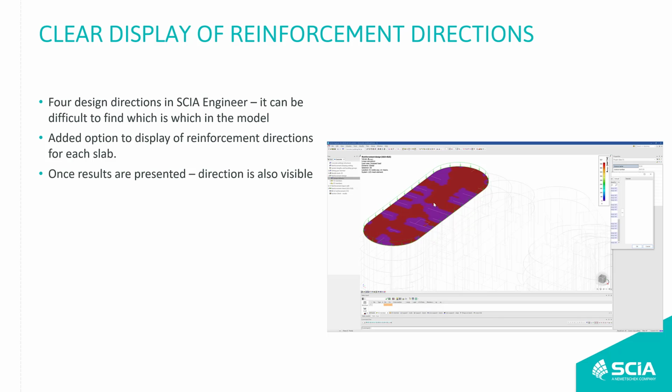In the case that you have design results and you are just looking at particular directions, you can still see in which direction the reinforcement will be distributed. Here you can see the red arrow, which shows that it's really beneficial for you to have such a display to clearly understand the directions of the reinforcement.